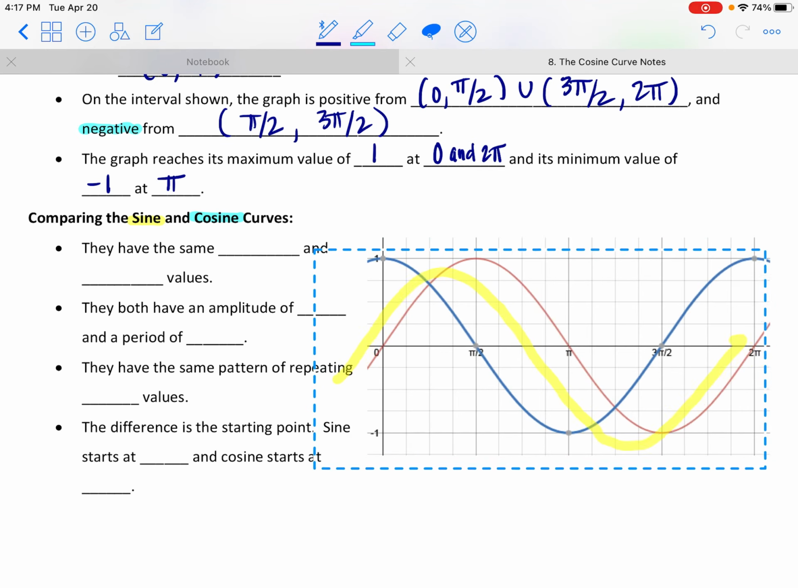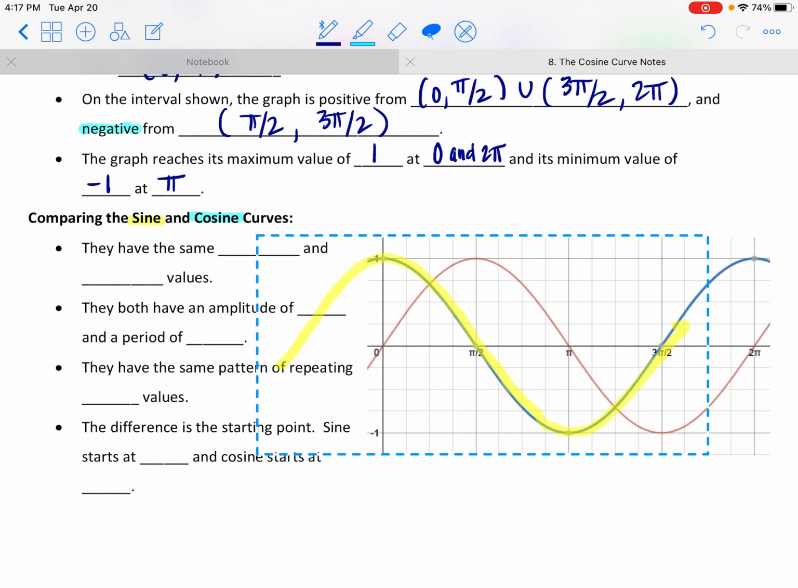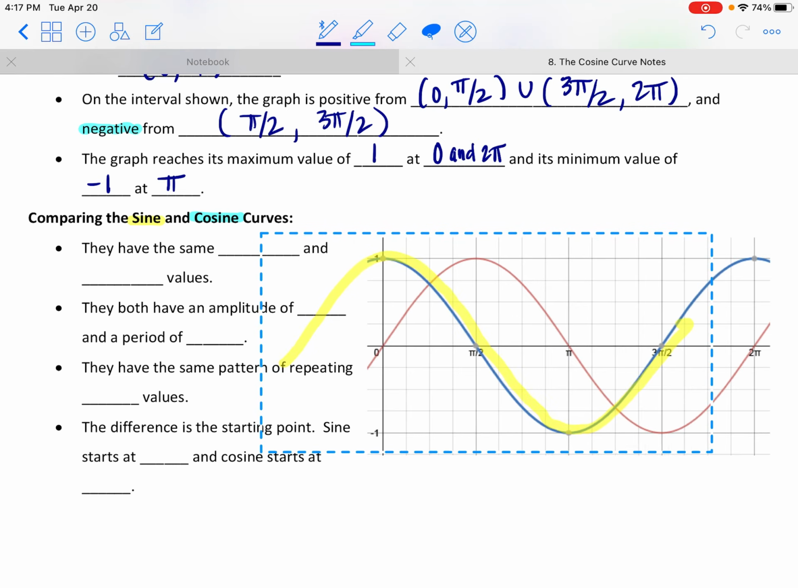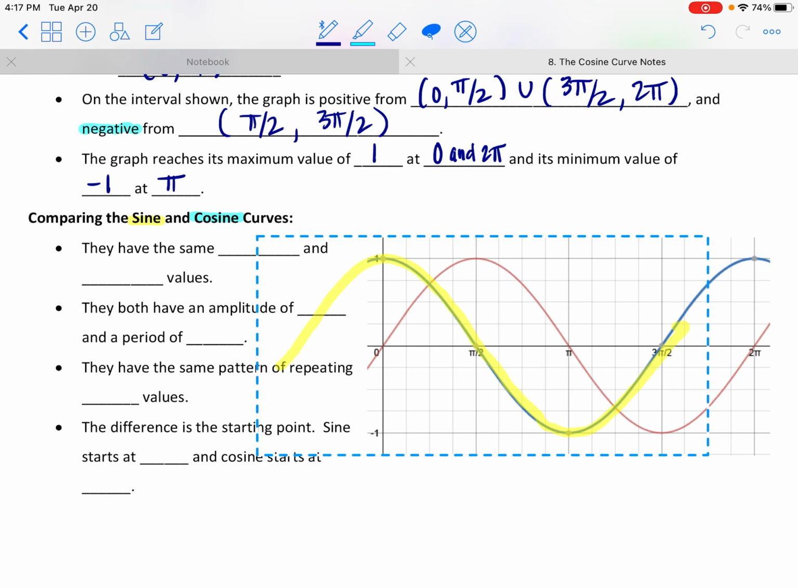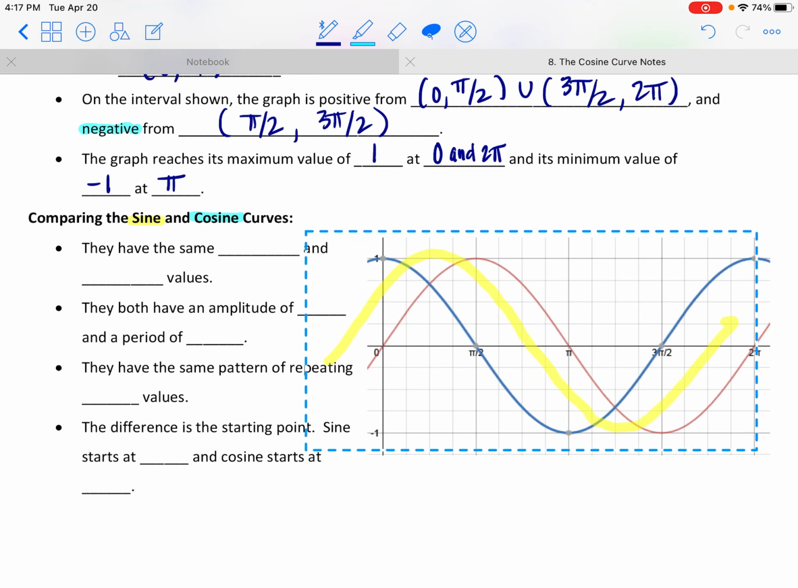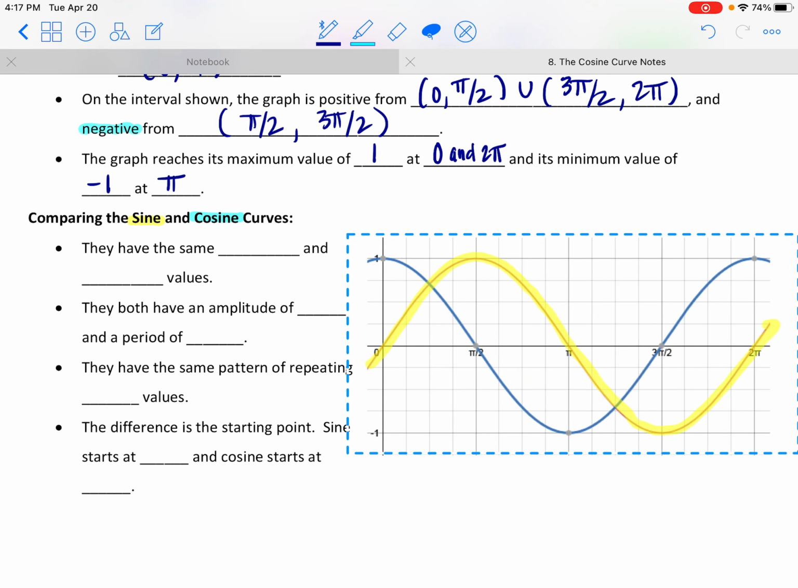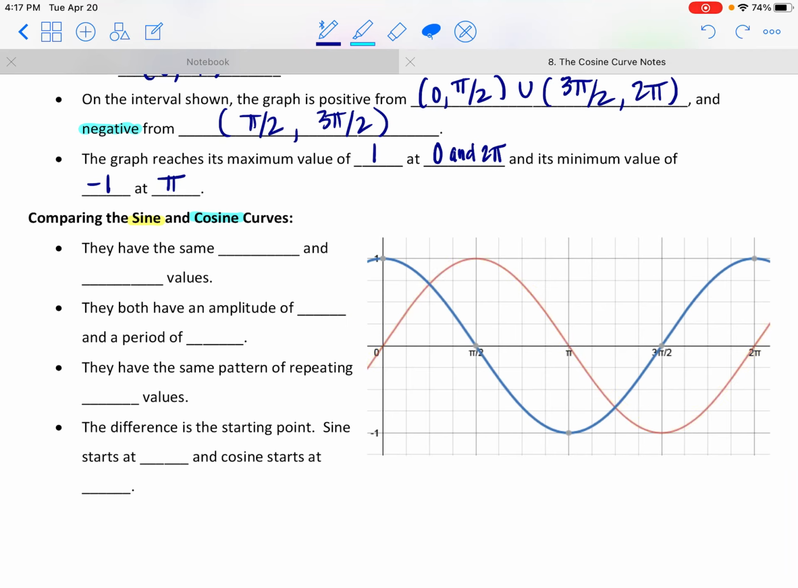If I take it and just shift it pi over 2 units, it lands right on top of the cosine curve. Or if I take the cosine curve and shift it pi over 2 radians to the right, it lands right on the sine curve. Okay, so one is just a translation of the other.